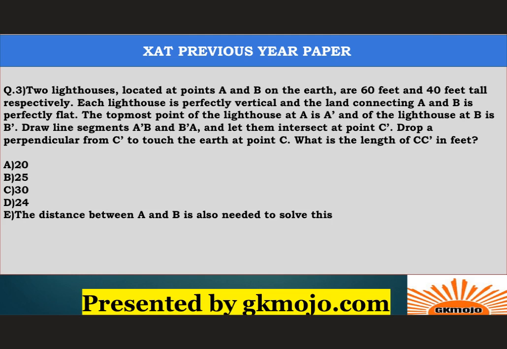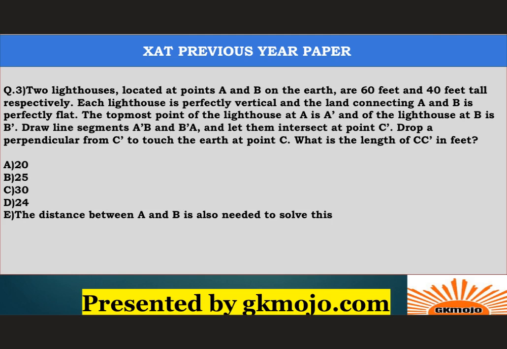Two lighthouses located at points A and B on Earth are 60 feet and 40 feet tall respectively. Each lighthouse is perfectly vertical and the land connecting A and B is perfectly flat. The topmost point of the lighthouse at A is A dash and of lighthouse B is B dash. Draw line segments A dash B and B dash A and let them intersect at point C dash. Drop a perpendicular from C dash to touch the earth at point C. What is the length of CC dash in feet?